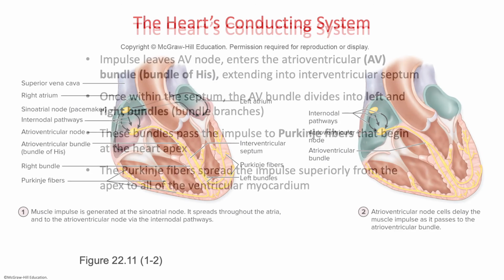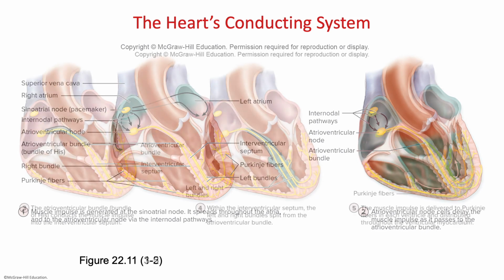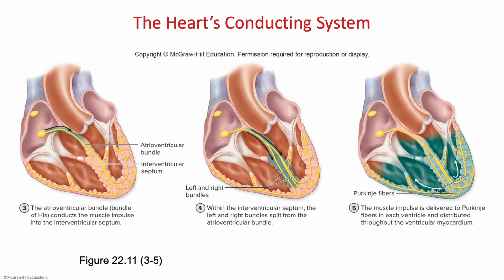And these final slides take you through the 5 steps of passing of this conduction system from your SA node to your AV node, to the bundle of His, to the left and right bundle branches, and then to the Purkinje fibers.